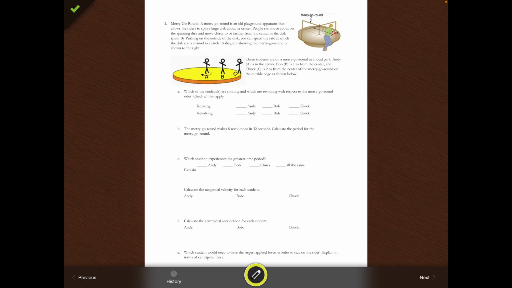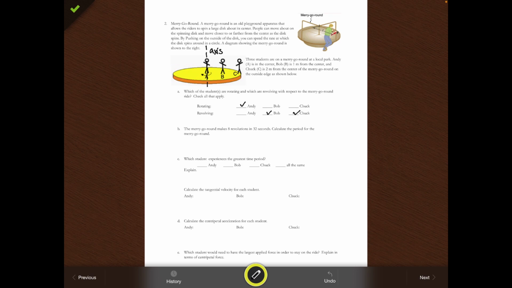Ah yes, a merry-go-round. We have three students, A, B, and C, on a merry-go-round. The difference between rotating and revolving is where the axis of your system is. So A is on the axis. If you're on the axis and you're rotating about what's called an internal axis, that little dotted line goes through our student Andy. Andy is rotating because the axis goes through his body. But both Bob and Chuck are revolving. They're revolving because the axis is external to them.